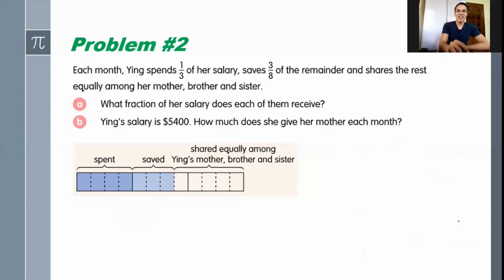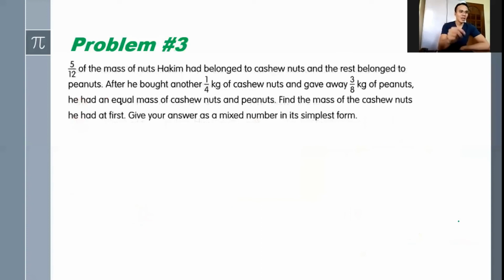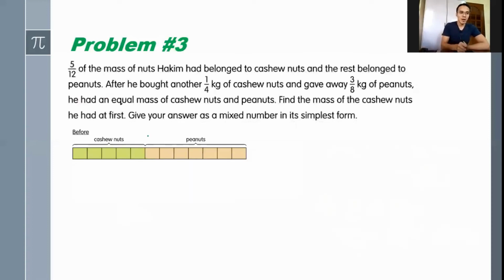Okay? And the last problem, 5 over 12 of the mass of nuts Hakim had belonged to cashew nuts, and the rest belonged to peanuts. So we have two kinds of nuts, cashew nuts and peanuts. We have to divide the whole into 12 equal parts. 5 parts, or 5 over 12, belong to cashew nuts, and the rest belong to peanuts.